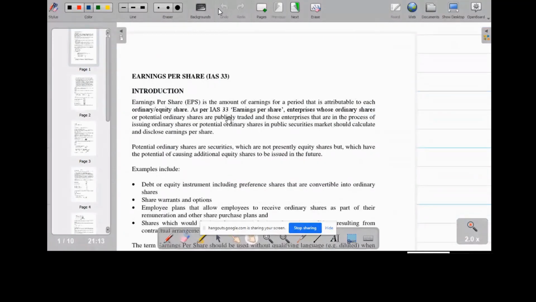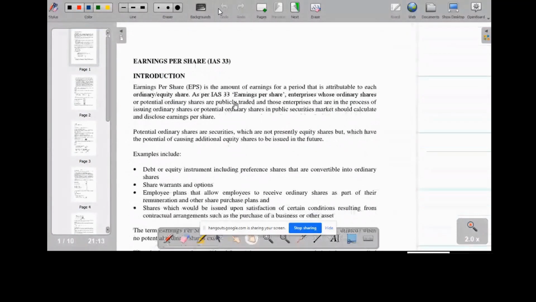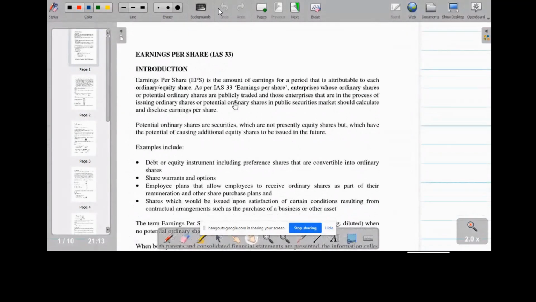So let me begin with the earning per share, what we commonly know as the EPS, which is guided by International Accounting Standard number 33. Under that standard, when you read IAS 33, that is where you will find everything to do with earning per share, both basic and what we call the diluted EPS.